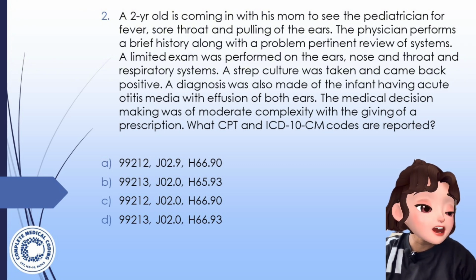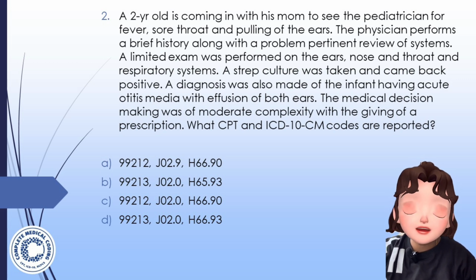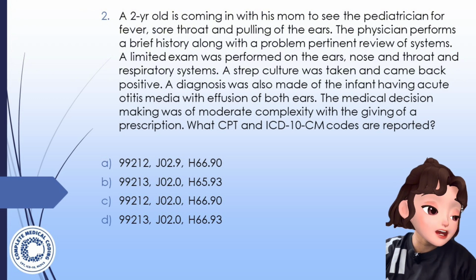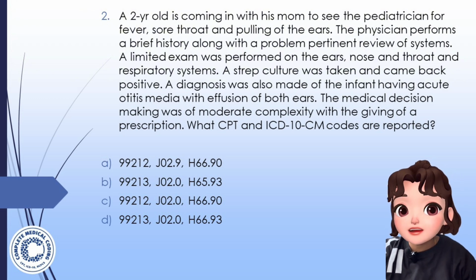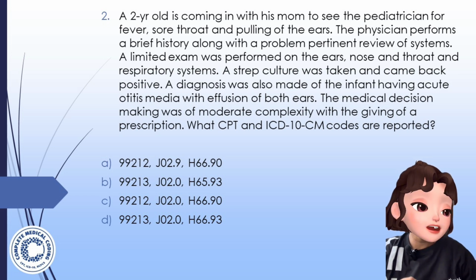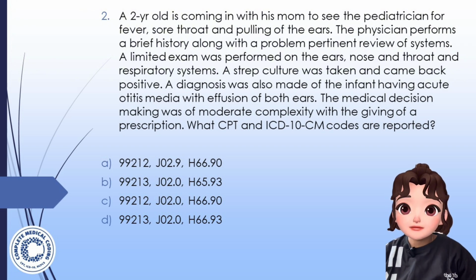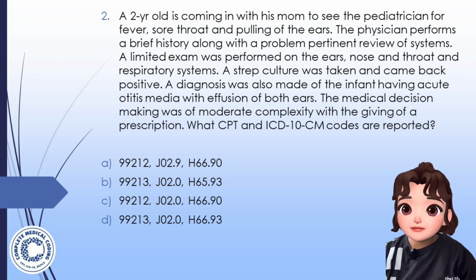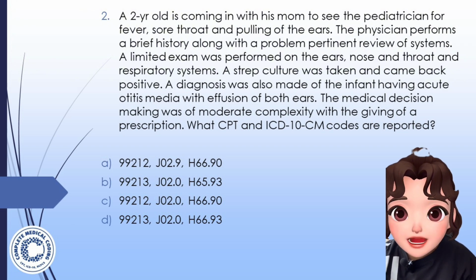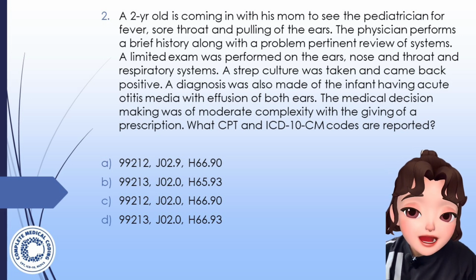H66.93. What is H66.93? Otitis media unspecified bilateral. Otitis media, even though unspecified, we got bilateral. Here acute is not mentioned, but still compared to other options, otitis media bilateral is our diagnosis. So H66.93 is the correct diagnosis and J02.0 is also the correct diagnosis, right? So our answer will be option D.